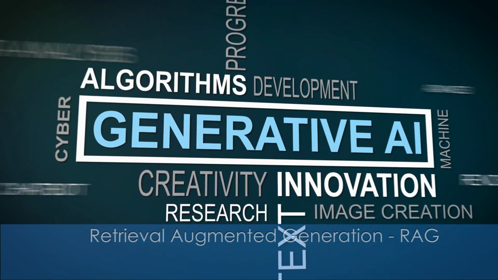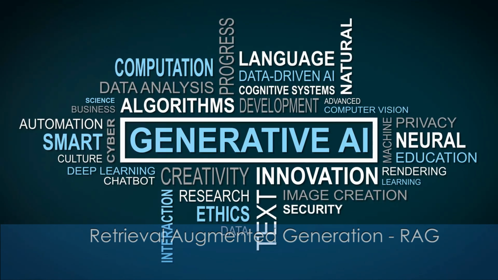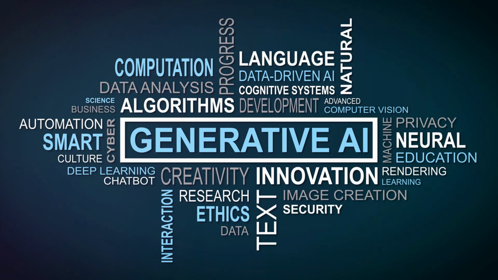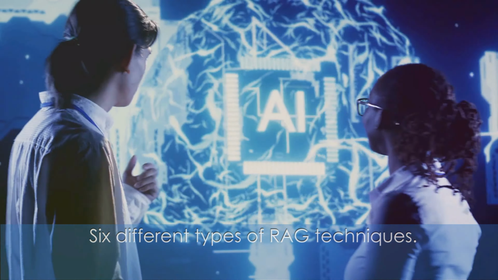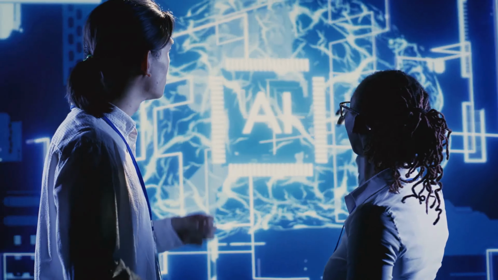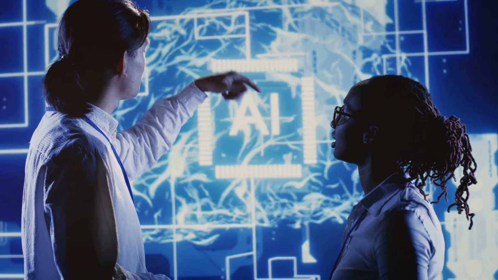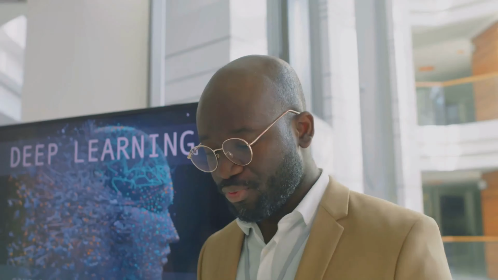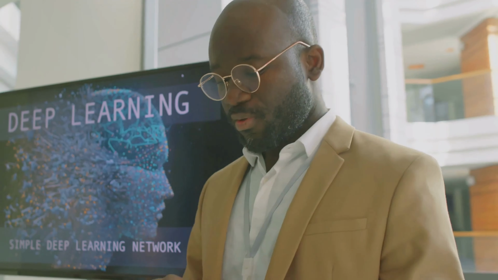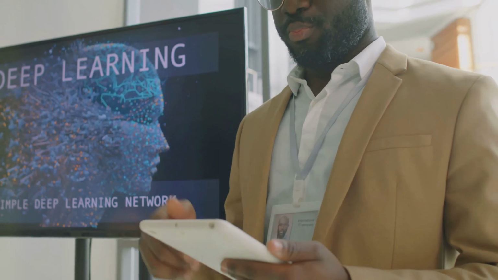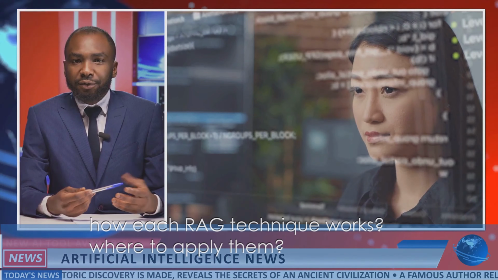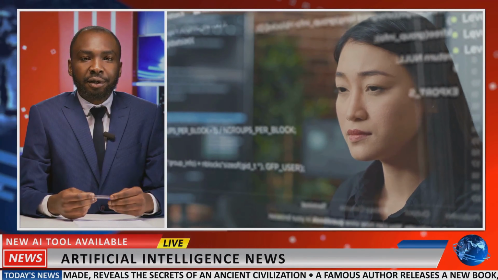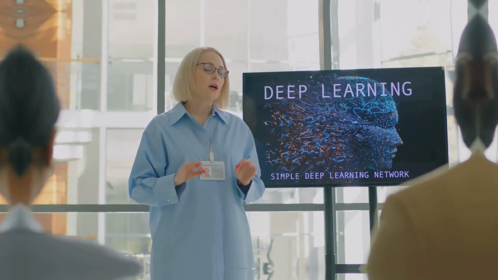Today, we're diving into one of the hottest trends in AI, RAG, or Retrieval-Augmented Generation. But not just any RAG. We'll be exploring the 6 different types of RAG techniques that are transforming how AI models generate more accurate and context-rich responses. If you're new to RAG, or an experienced AI professional looking to deepen your understanding, this video is for you. By the end, you'll know exactly how each RAG technique works and where to apply them in real-world AI projects. So, let's jump right in.